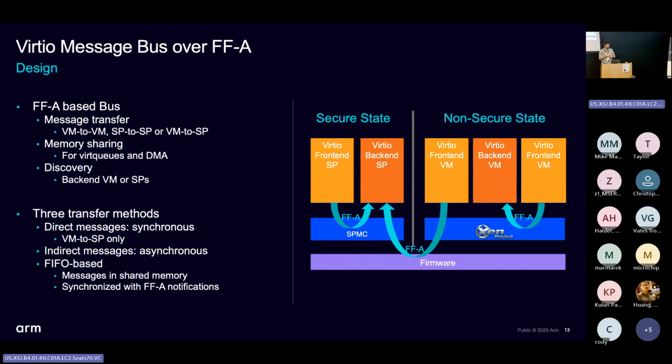So we do message transfer between VMs and secure partitions, and between secure partitions themselves. FFA is also providing a solution to share memory. And the solution here with the FFA bus is to use the FFA memory sharing for DMA handling. So we share memory through FFA, and this memory can be used for Virtio DMA queues, for Virtio virtqueues and DMA operations. And finally, FFA is providing a discovery system where you can discover what partitions, in the FFA terminology, are available. And we use that to discover what partitions are available and are providing a Virtio backend.